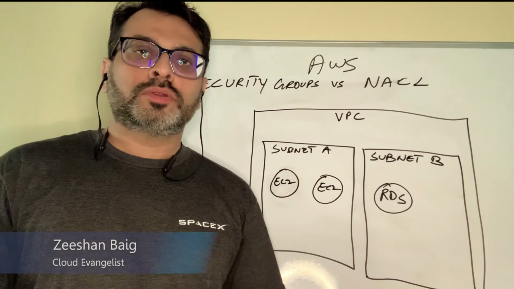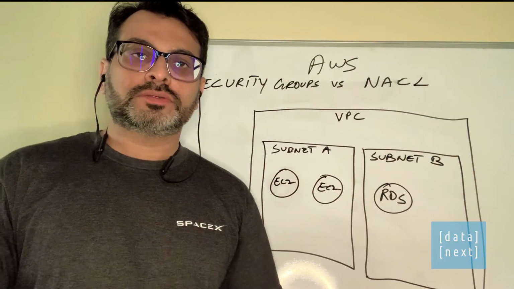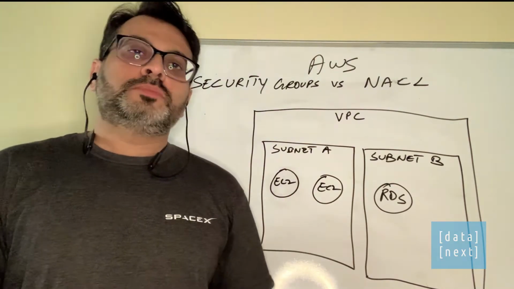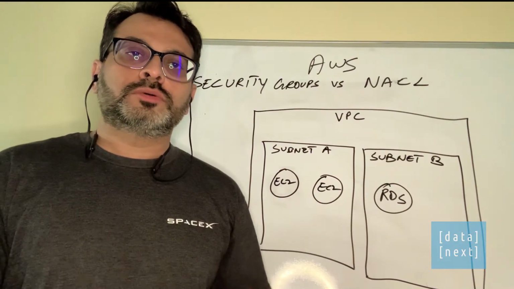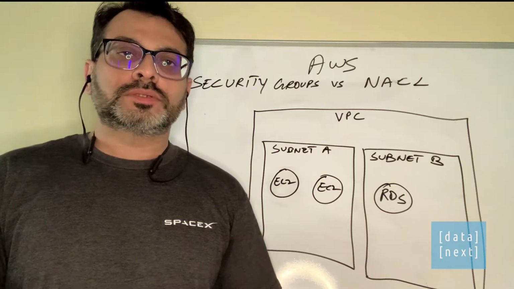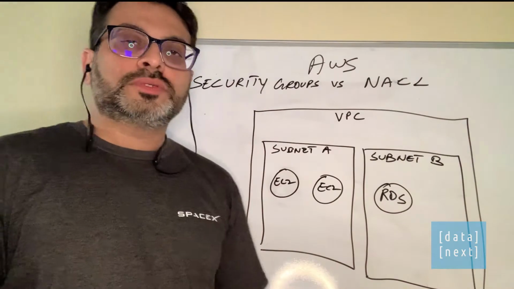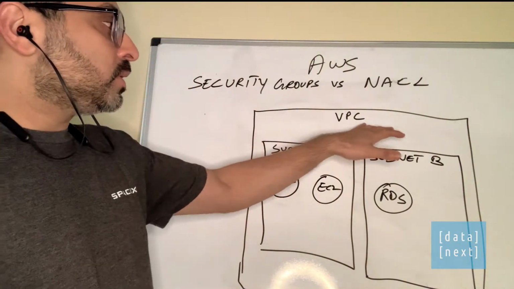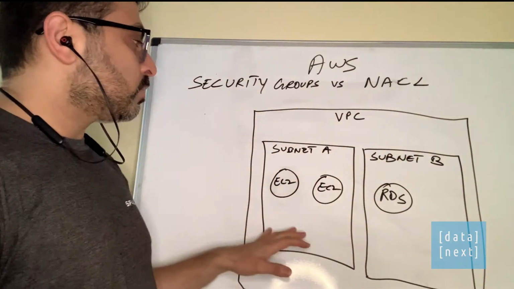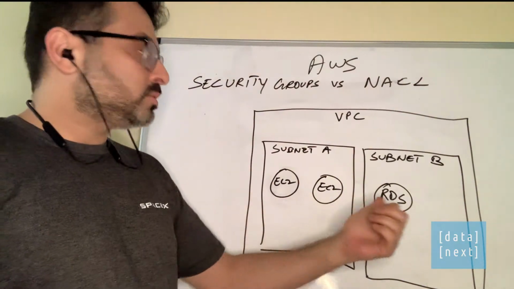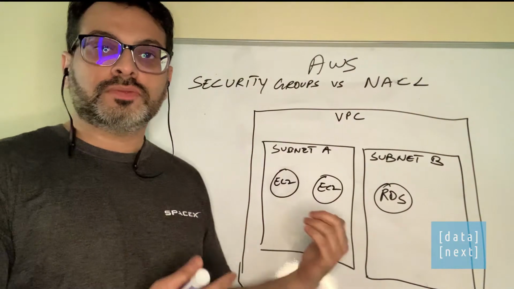I am Cloud Evangelist at DataNext Solutions, and today we are going to talk about what is the big difference between security groups and NACLs in AWS. So before we get into it, let's see a quick VPC. We have a virtual private cloud here, and we have a couple of subnets inside it, and a few EC2 instances and RDS instances running in these.